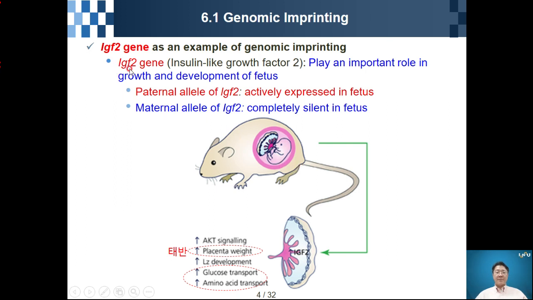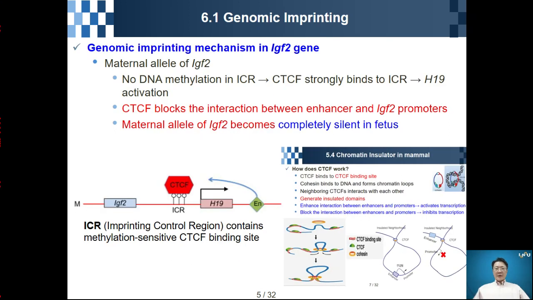However, the IGF2 gene has some characteristics. For example, the paternal allele of IGF2 can be actively expressed in the fetus. However, the maternal allele of IGF2 is completely silent in the fetus. So we will see the detailed mechanism in the next slide. In this slide, I will explain the genomic imprinting mechanism in the IGF2 gene.